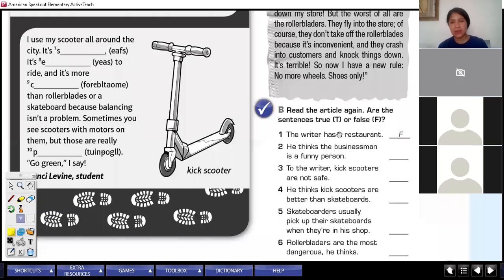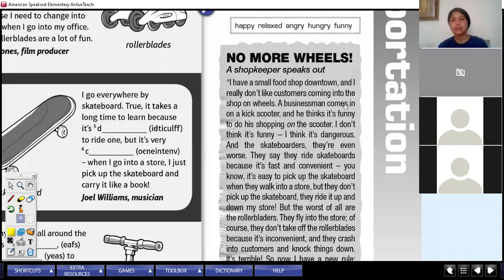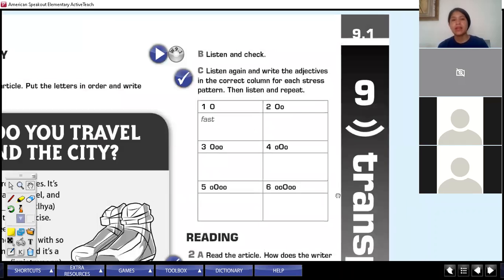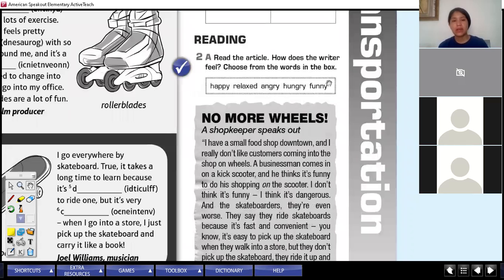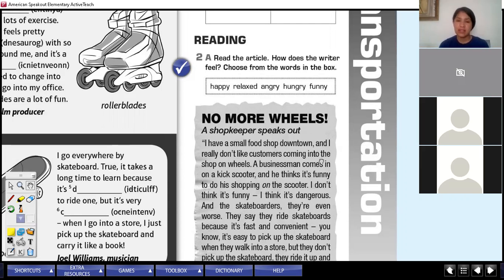And here we're gonna go to the reading and it says, read the article. How does the writer feel? Choose from the words in the box. We have happy, relaxed, angry, hungry, and funny. Let's read about this. No more wheels.